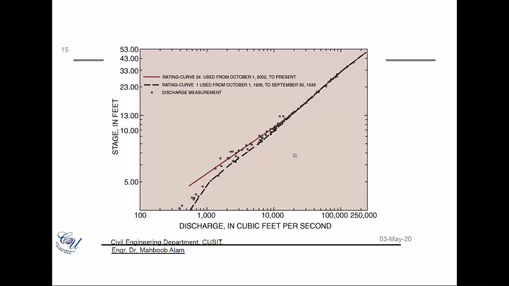This is something that you would be learning in other lectures, but we draw an average line which represents all the data set here, and then we have a permanent relationship that we can use in the future, let's say 10 or 20 years.